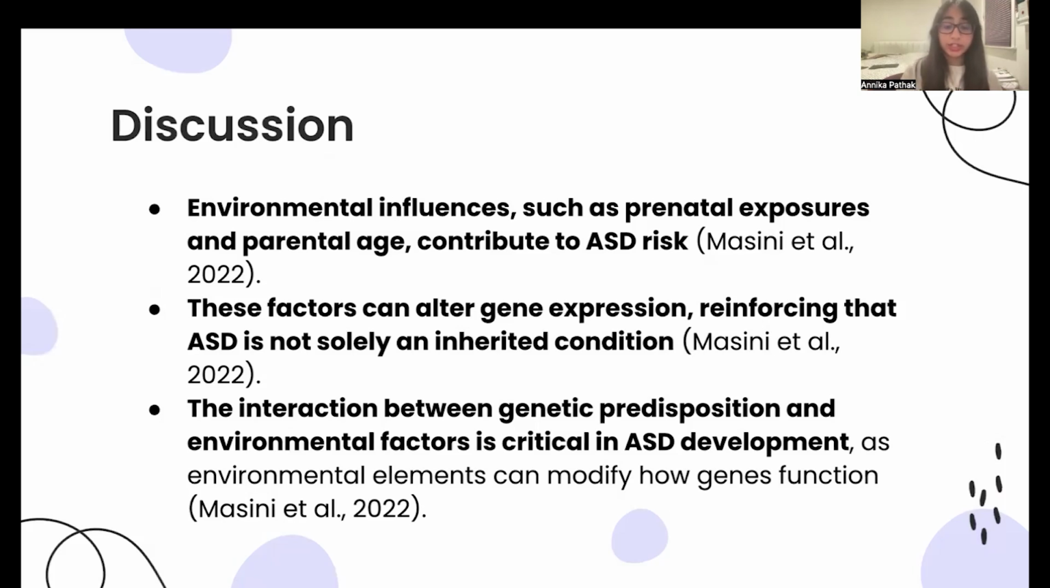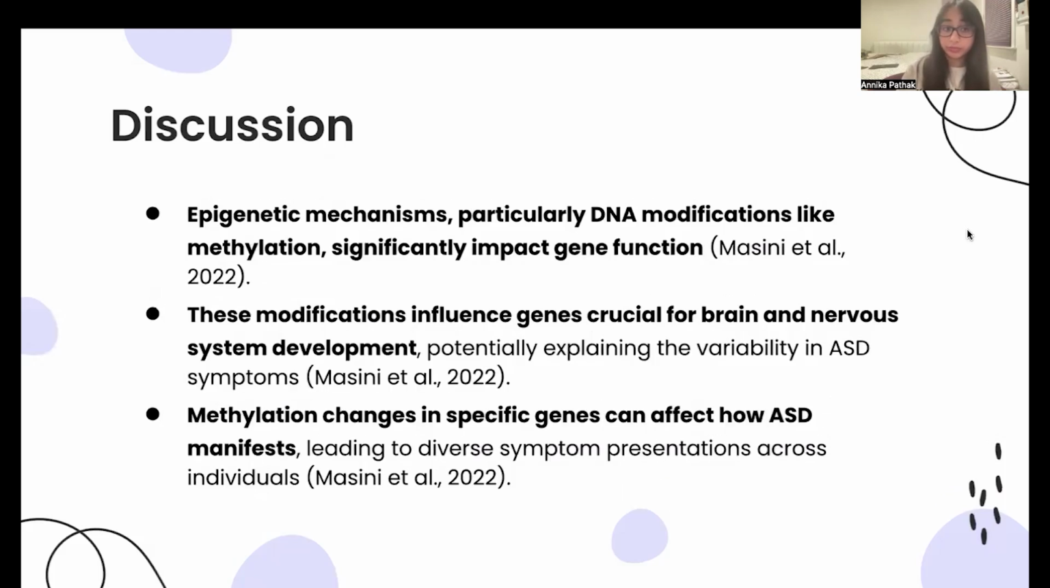The interaction between genetic predisposition and environmental factors is critical in ASD development, as environmental elements can modify how genes function. Epigenetic mechanisms significantly impact gene function and influence genes crucial for brain and nervous system development, potentially explaining the variability in ASD symptoms.